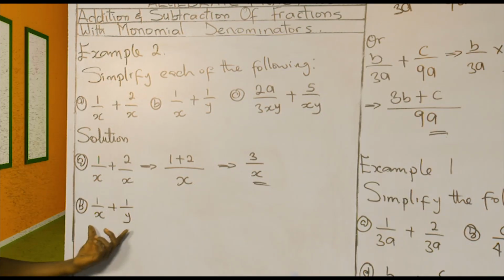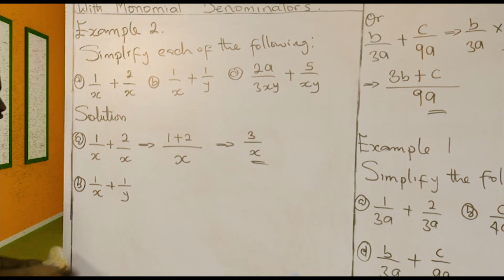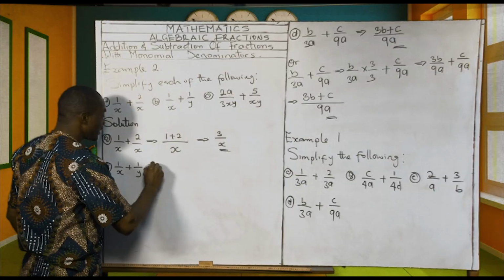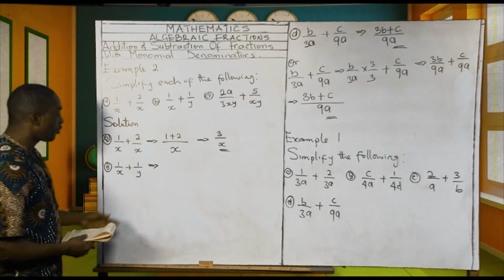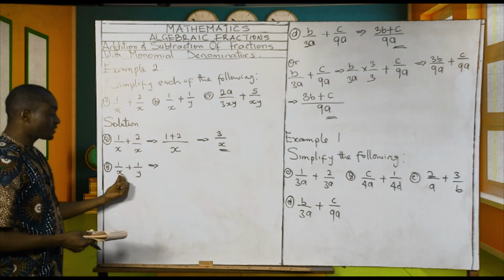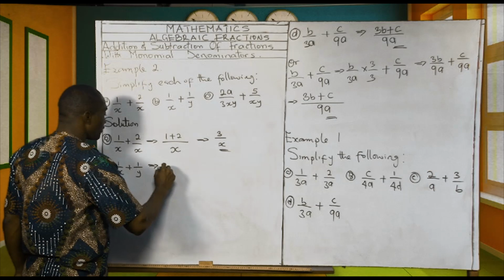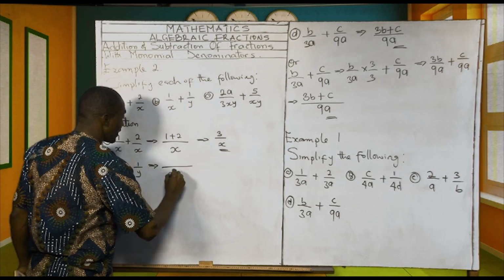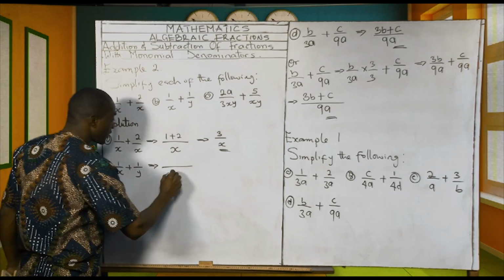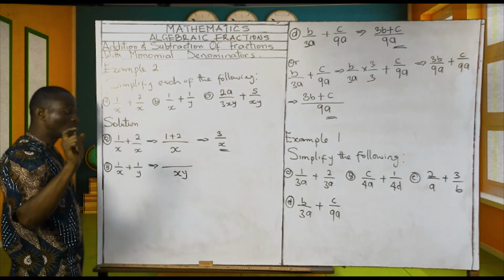Now B, we have 1 over x plus 1 over y. The denominators are not common, they are not the same. So you find the LCM of x and y. Finding the LCM of x and y will give you xy. So we are going to write xy as the new denominator.